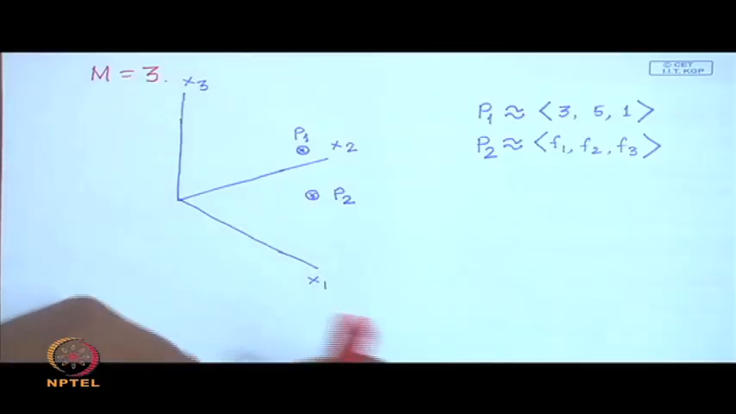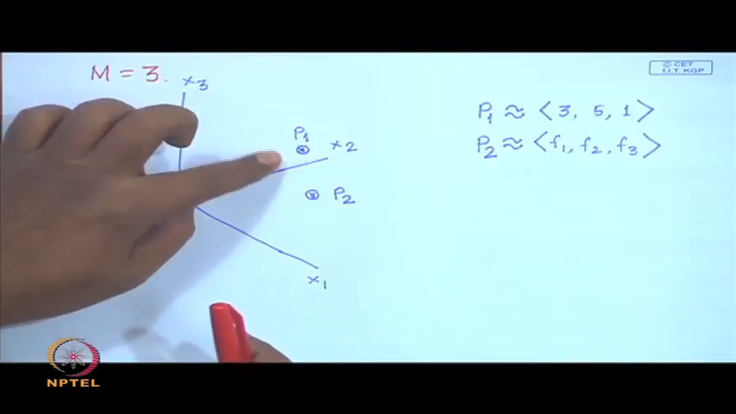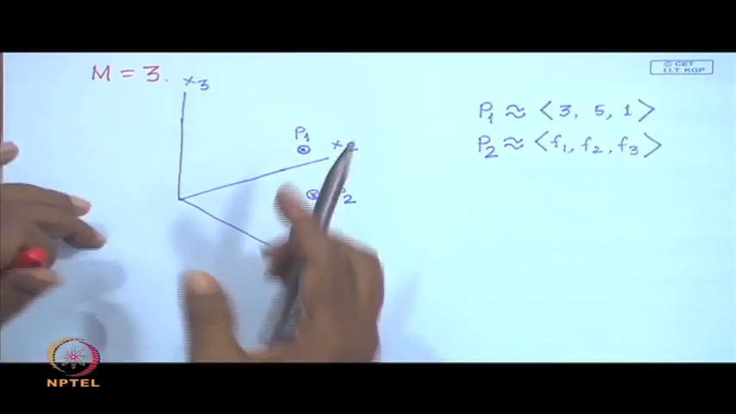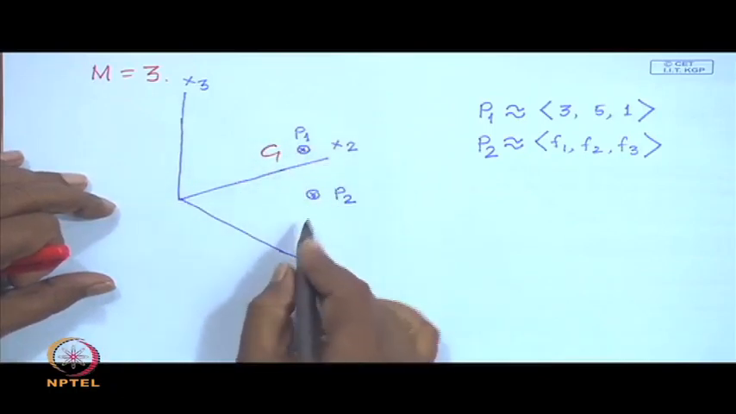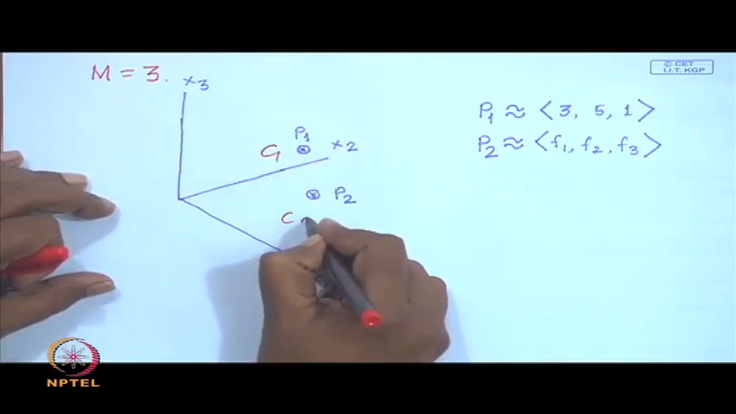Now, let us assume that this point P1 and this point P2 are patterns of two different classes. They are patterns of two different classes, and these two patterns are known a priori. So, this point P1 may come from a class C1 and this pattern P2 may come from class C2.